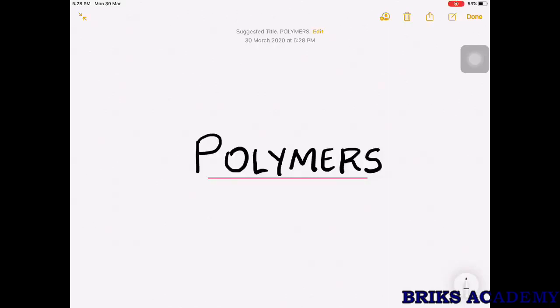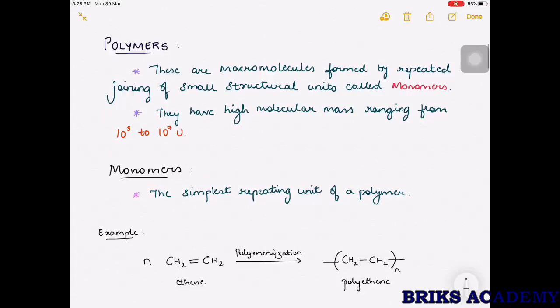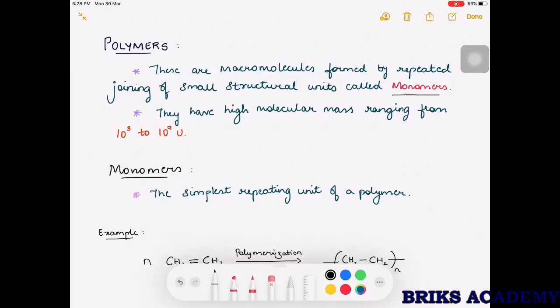In this video, we'll make a quick review on the chapter Polymers. So what are polymers? Polymers are those macromolecules which are formed by repeated joining of small structural units called monomers. These polymers have high molecular mass ranging from 10 to the power 3 to 10 to the power 7 units.